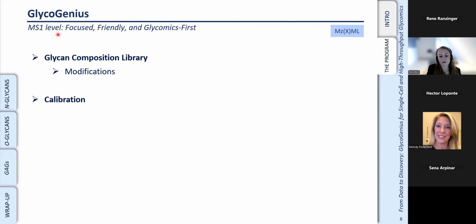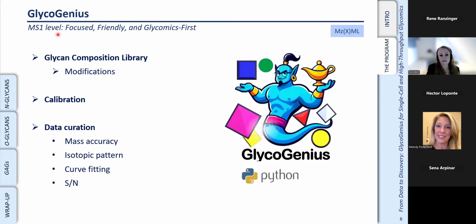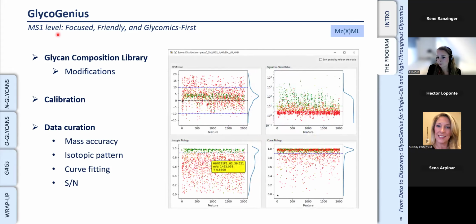And also what you can do is data curation. So with data curation, you can get insights into mass accuracy, isotopic patterns, curve fitting, and signal to noise. And this is all fully automated. So you can nicely see here some color coding. In green are all the glycan compositions that meet all the criteria that we have set for these specific features. So here you can see the blue dotted line, that is where we said, okay, we allow a ppm error of 10 and minus 10.